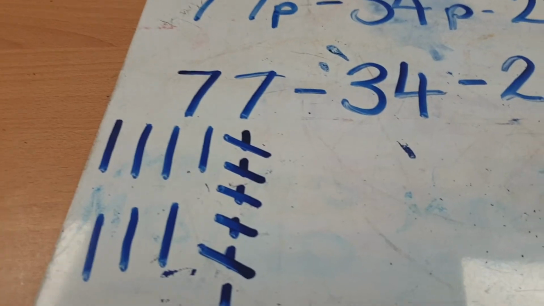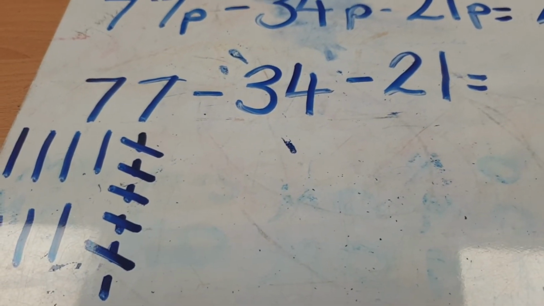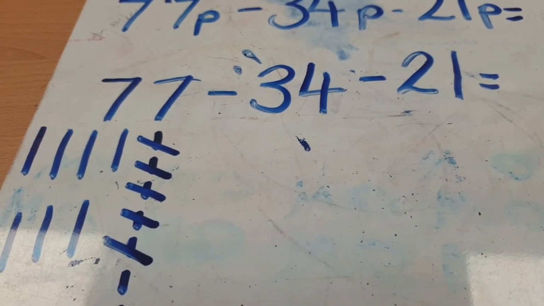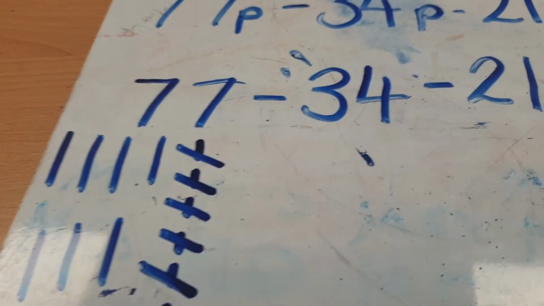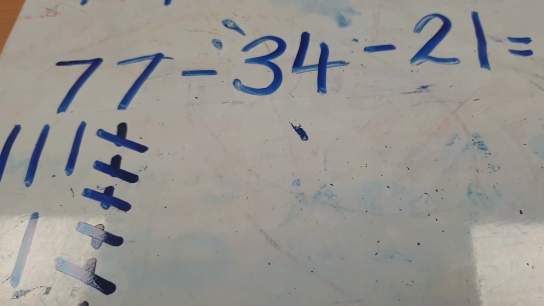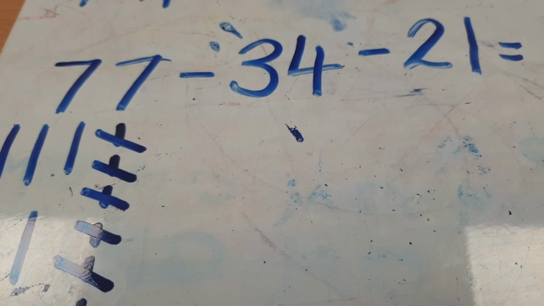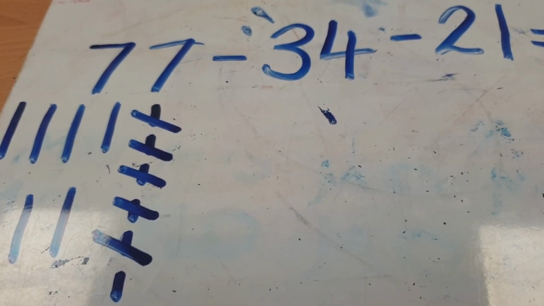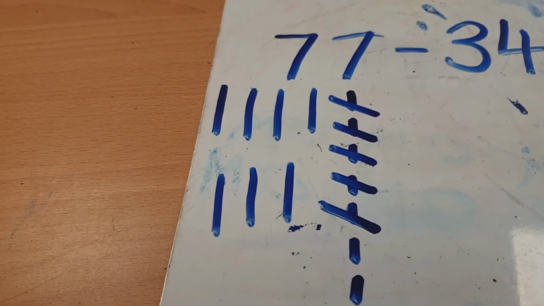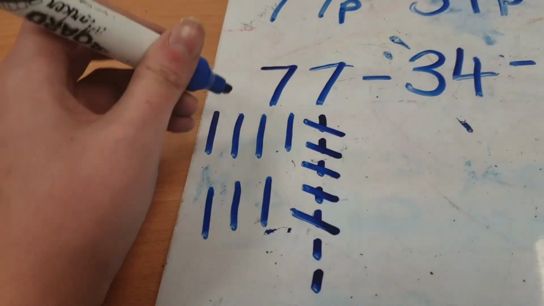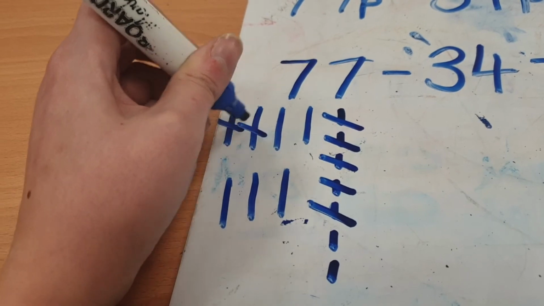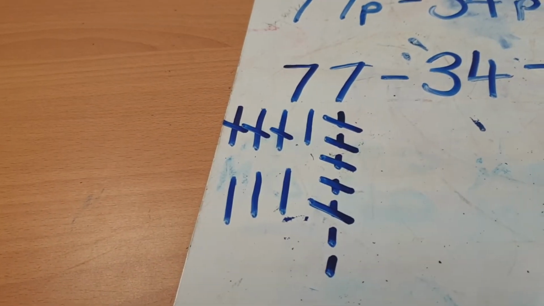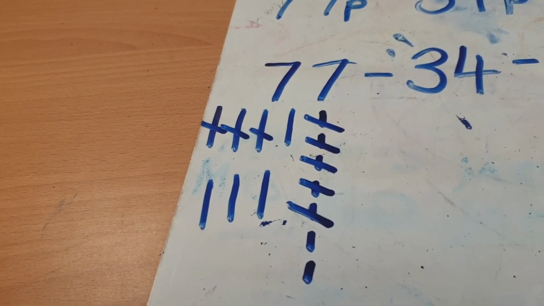Now, let's have a look at our 10s. Both 34 and 21 have 10s, so I know I'm going to be crossing some off. But let's start by looking at 34 first. How many 10s does 34 have? Well done, it has 3 10s. So I need to look at my 7 10s and take away 3 of them. Let's go. 1, 2, 3. I can't add them up yet though. What have I got to do now?